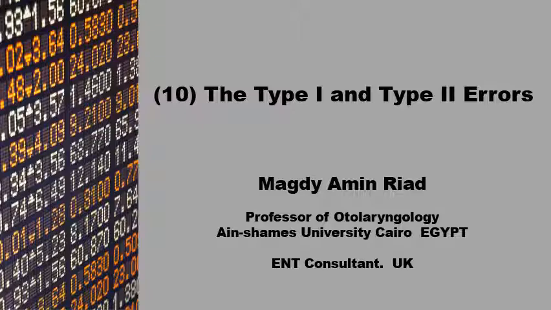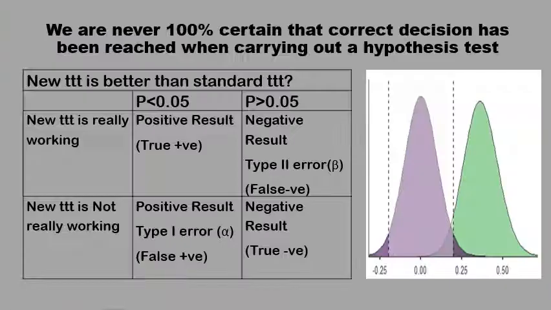The type 1 and type 2 errors in statistics have a fundamental role not only in the understanding of the results of statistical tests, but also in the understanding and interpreting of central issues like significance, probability, power, and sample size. The reason why type 1 and type 2 errors have such a fundamental role in the correct understanding of statistical tests is that in these tests we are never 100% certain that we have reached the correct interpretation of the results. There is always a built-in margin of error.